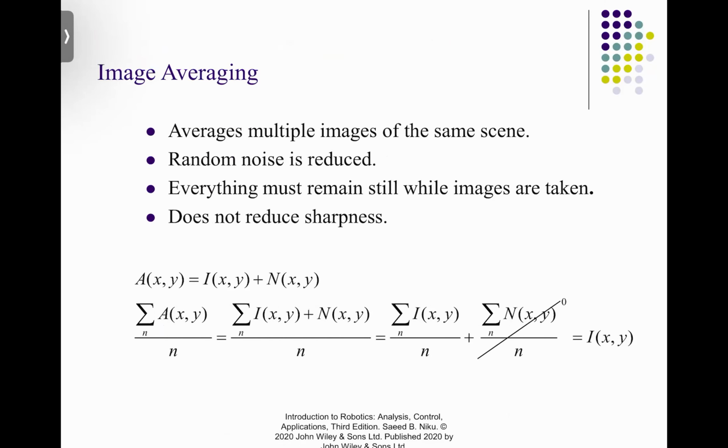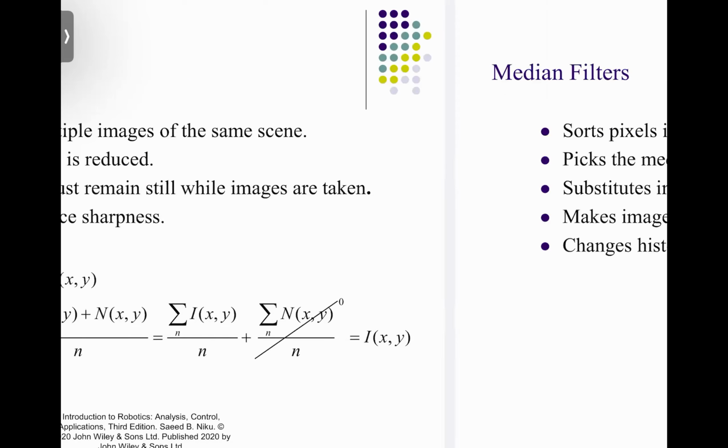Image averaging is used in a lot of applications. If you want to soften an image, you can use image averaging. If you want to highlight certain features of the image, then you can use image averaging. And if you want to reduce the noise in the image, you can use image averaging.